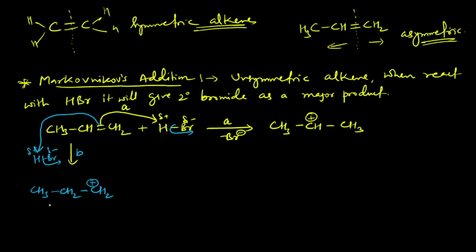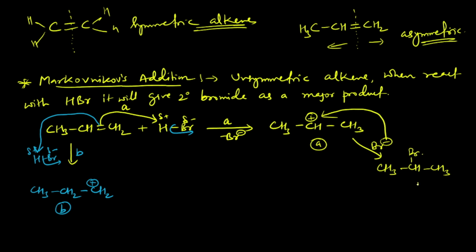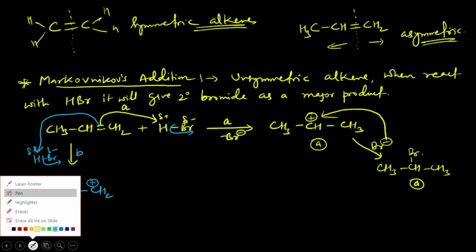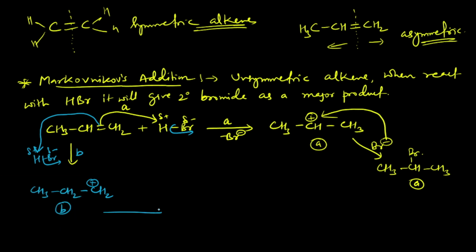Have you understood what is happening? See, this is your A, this is your B. This is your B product and this is your A product. If this makes the product, Br minus will attach over here, it will be CH3, CH, CH3 with Br, and it will be your A product. And if this one is making the product, your Br minus attacks over here and you are getting the product CH3, CH2, CH2 and Br. So we know that this is the minor product and this is the major product.